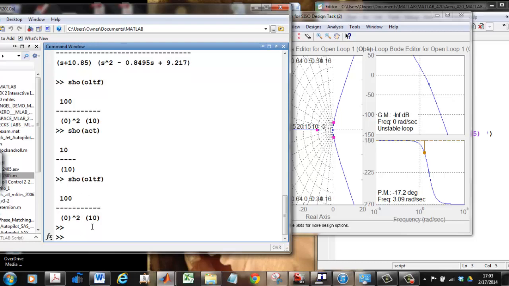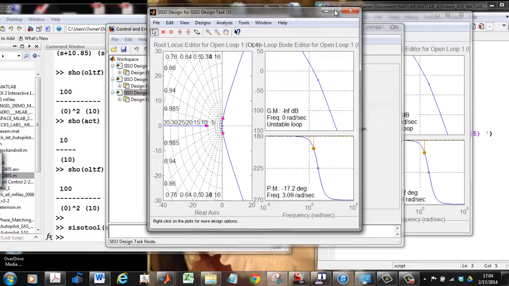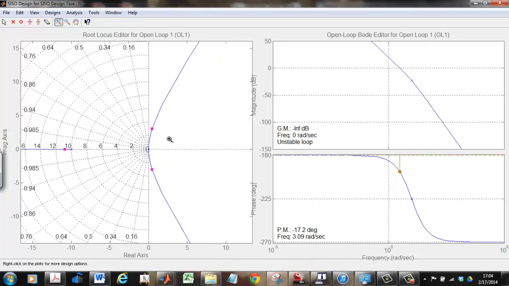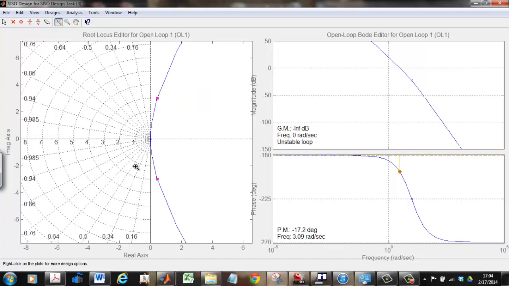And then if you wanted to look at Sisotool, you would see that the system would become unstable. Again, I would see my phase margin is minus 17 degrees. So when I cross the 0 dB point, where the hand is right now, I see that I'm already past 180 degrees, so I have a negative phase margin. That means the system is unstable. And if I look at the root locus, I can see that that is indeed the case. If I were to blow up the root locus a little bit, the actuator has taken my pole at the origin and, when I close the loop through a gain of 1, sent it into the right half plane.